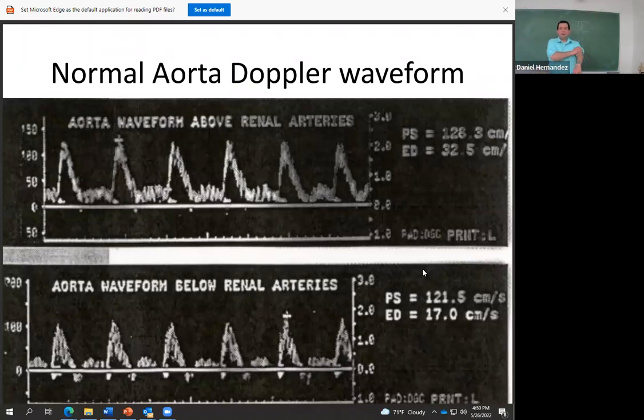So these are some normal spectral Doppler waveforms for our abdominal aorta. You can notice they look pretty similar, but they both have some slight differences. The first one is taken above the level of the renal arteries, and you can see that one has a lower resistance, like when we were talking about resistive indices last week.